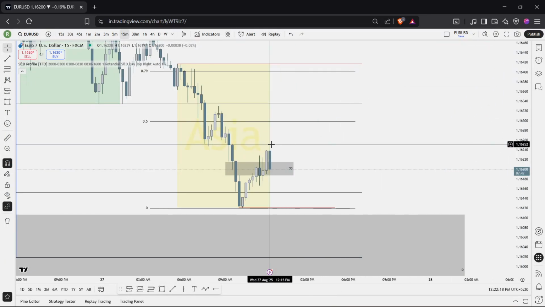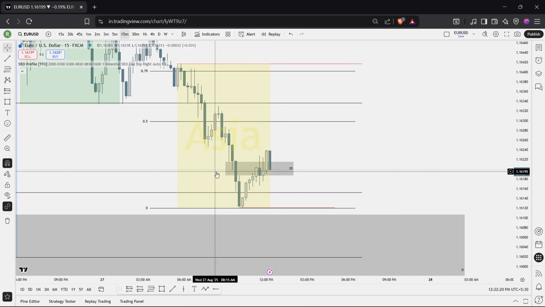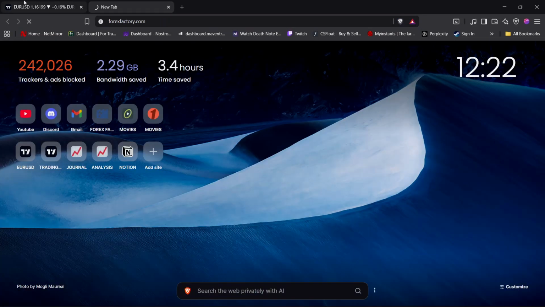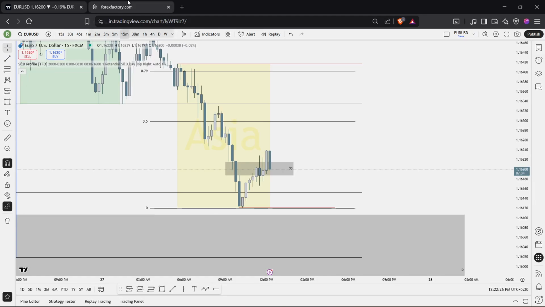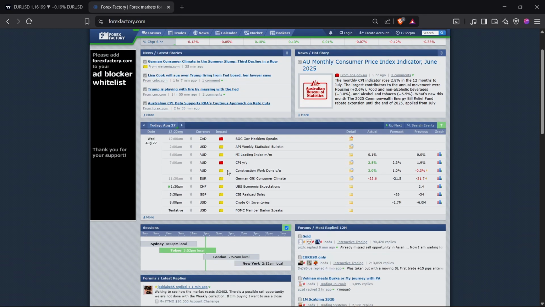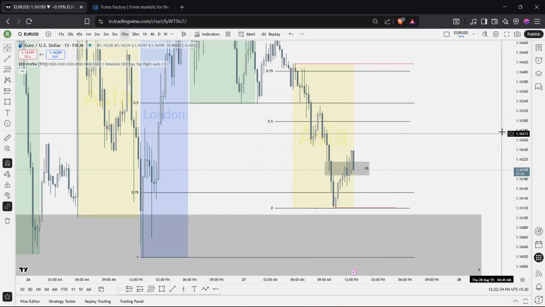Today is another day, another trading session. Today is 27th of August, and as I can see, there is no high impact news which will affect the trading session. There is an AUD, but it has already happened. I don't think it matters that much for Euro USD.